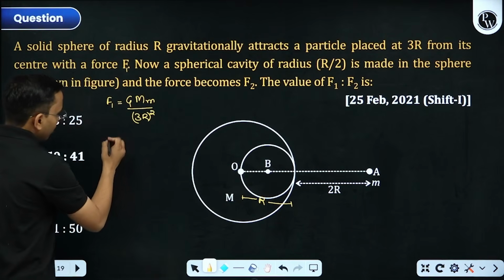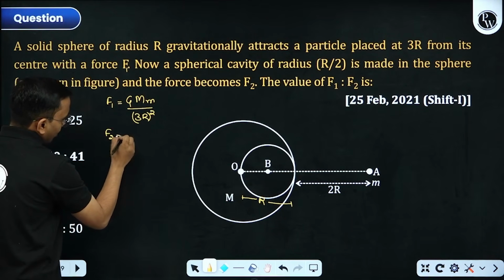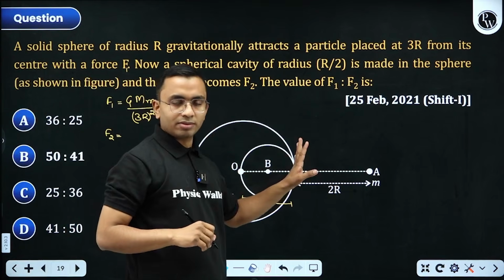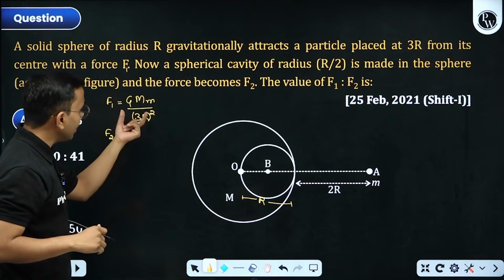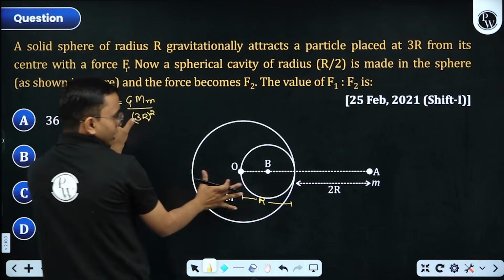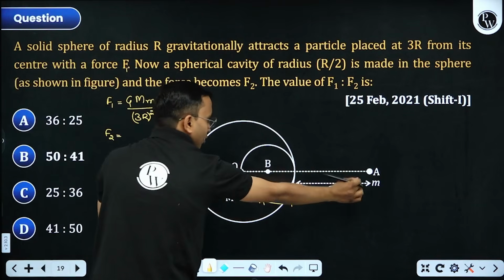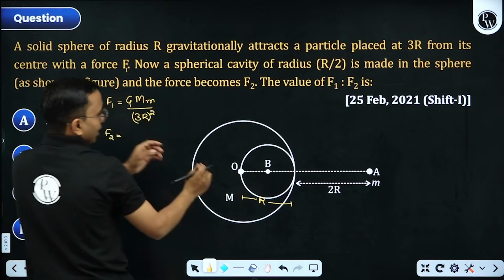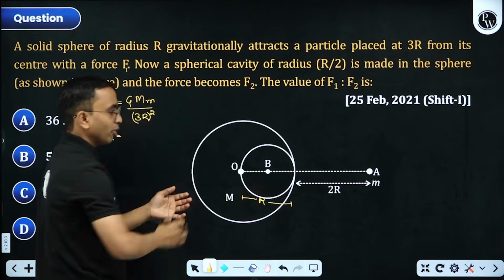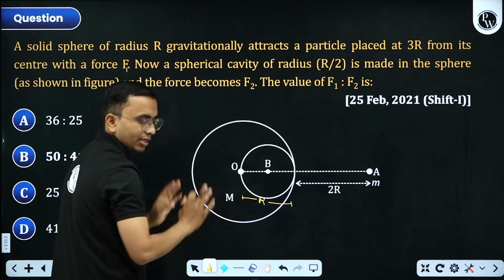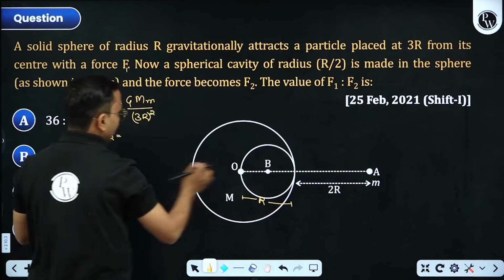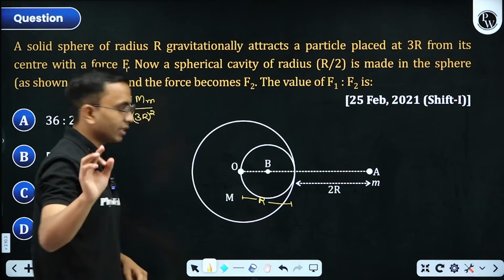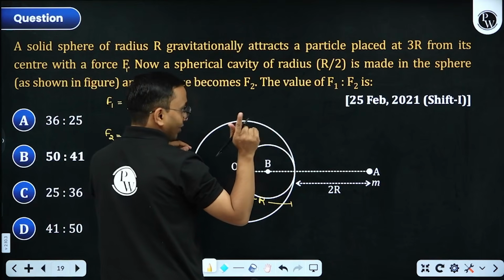So when I say F2, how will I do it? First, I'll find the field there due to this and multiply it with the mass m. The same thing I did here. When I was writing the force due to this complete solid sphere on this particle of mass m, how did I write that? I wrote the field first. How much is that? Gm divided by distance square. Why so? This point is outside the sphere, so this sphere will behave like a point mass at the center. So Gm divided by the distance 3r square, into the mass. Field into the mass becomes my force. Getting it?